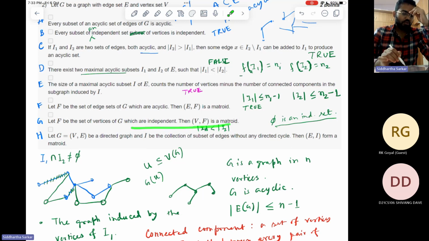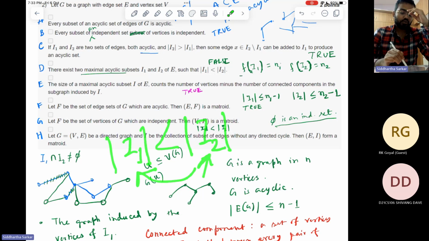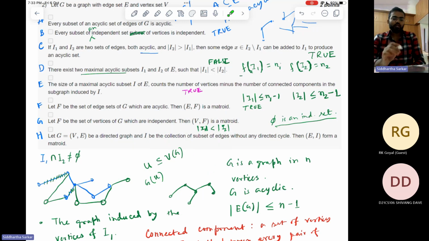Otherwise, you can try to prove it false. If you want to prove it false, then you have to show a counterexample. You have to show a graph such that there is a set of vertices I1 which is independent and a set of vertices I2 which is independent, and the size of I2 is strictly larger than the size of I1. Then you show that there is no vertex in I2 which you can give to I1 without losing the independence of I1. So if you want to prove it false, you have to show a counterexample to this statement.